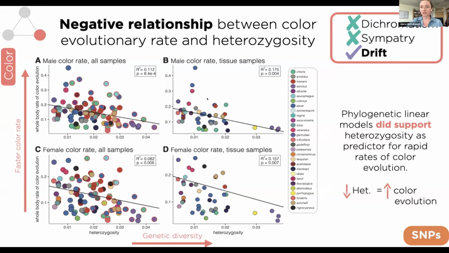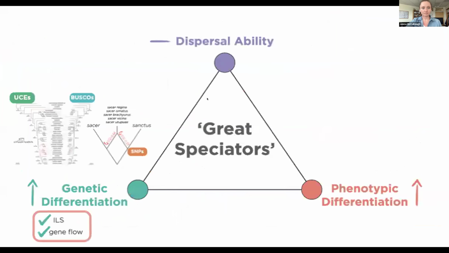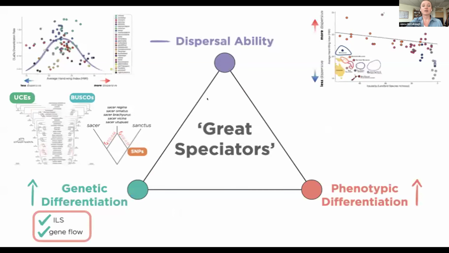What this suggests is that smaller population sizes evolve color at faster rates, thus suggesting that neutral mechanisms are contributing to rapid phenotypic evolution. So to wrap this up, we've shown that the rapid pace of speciation in this genus of great speciators has contributed to high ILS, but that these lineages are not completely genetically isolated owing to evidence of gene flow. We found that the fastest diversifying lineages have intermediate values of dispersal ability, providing the first empirical support to this hypothesized relationship in great speciators.